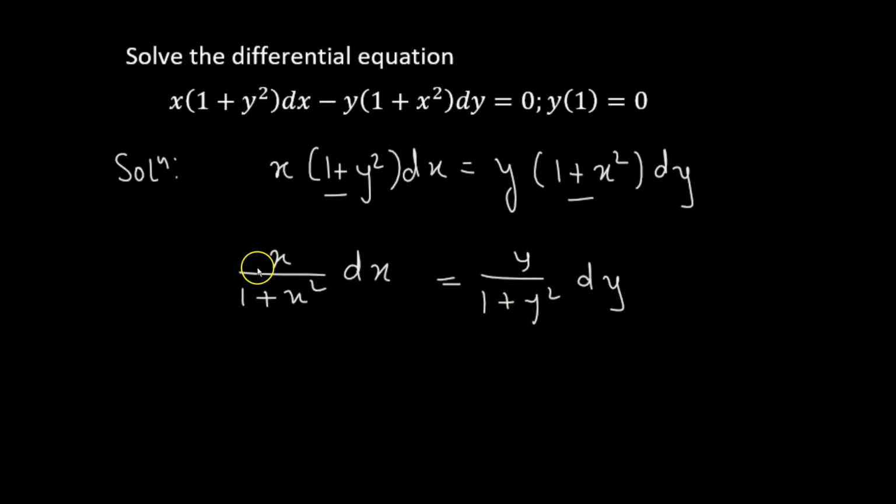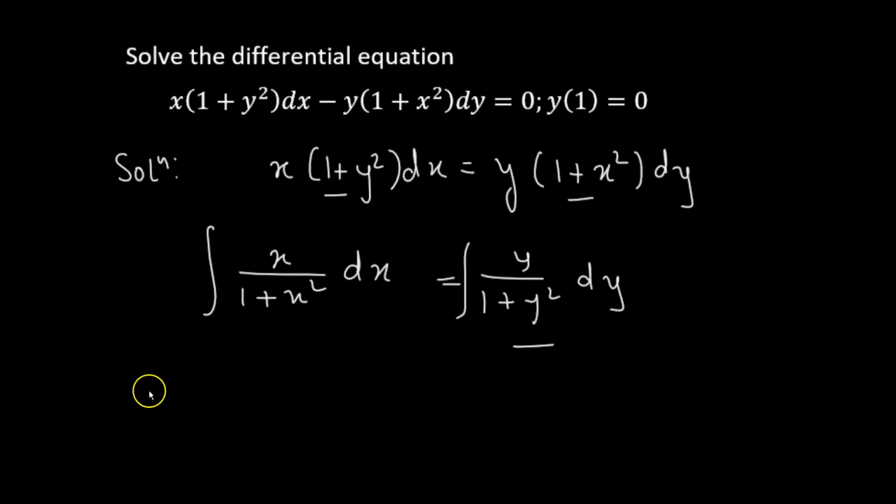Now this is in a variable separable form, so let's integrate both sides. They are fairly the same integral, so we'll only do one. Then from that one we can find the solution of the other integral, the second integral on the right hand side.